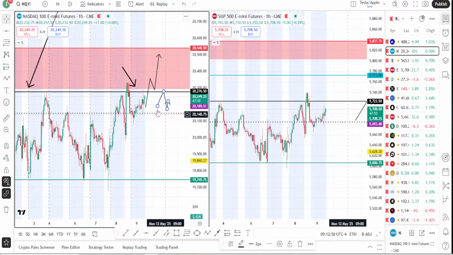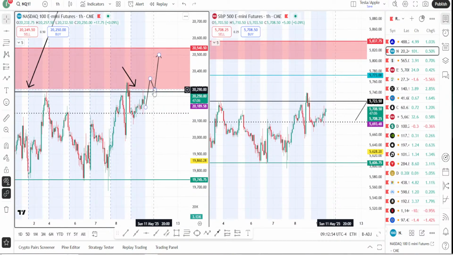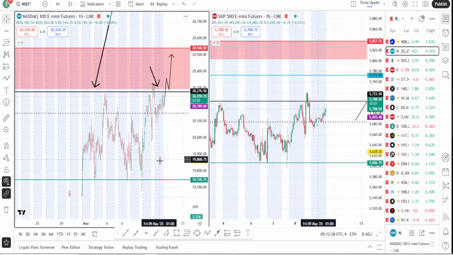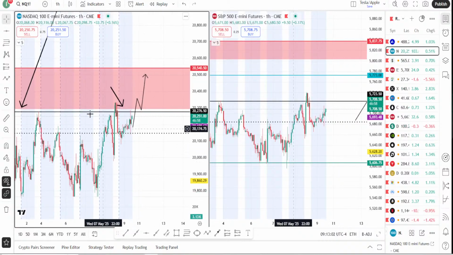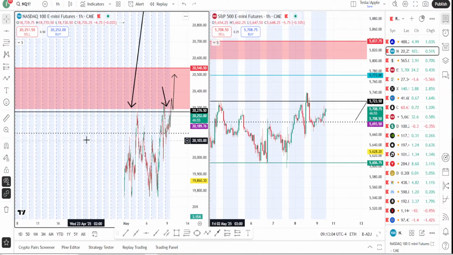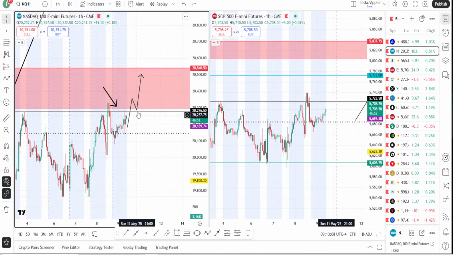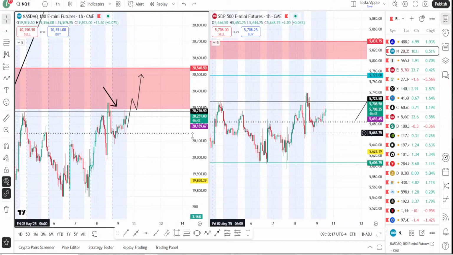But this is what I'm looking for if I want to go long. I want to find support, these highs right here, especially at a supply zone. This is a daily supply zone, which isn't an easy zone to get through unless some crazy great news comes out. That's going to be the case.